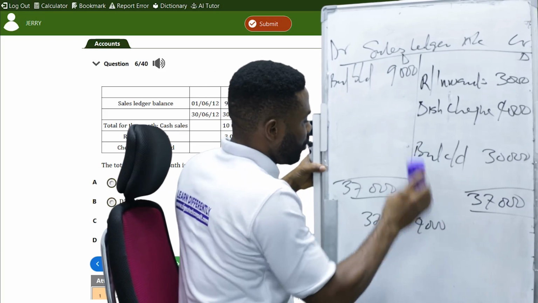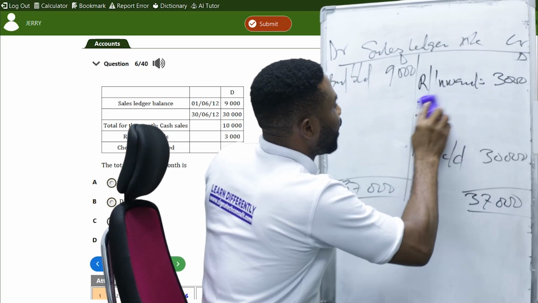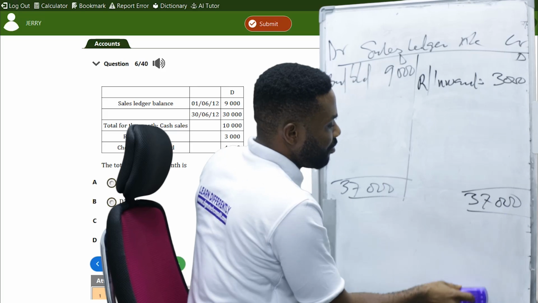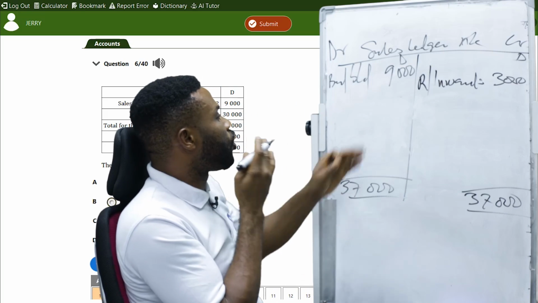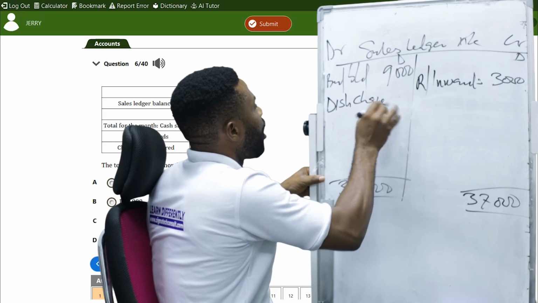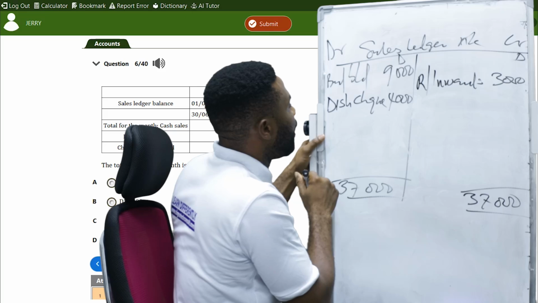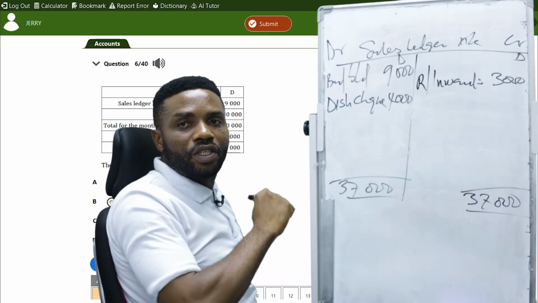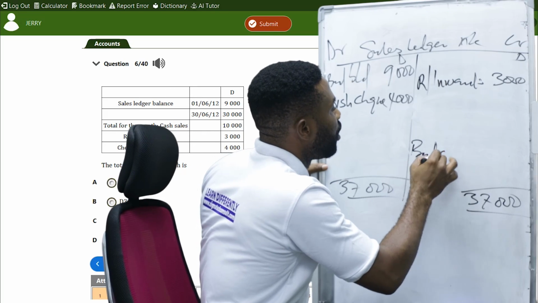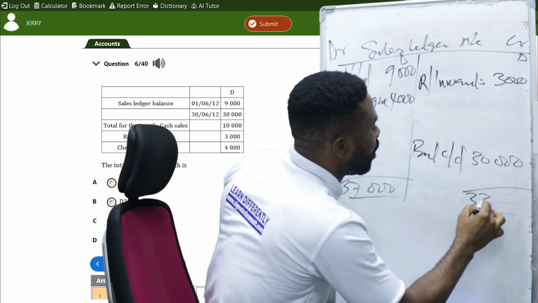Let us reframe the solution again. Dishonored check is one of the items that must be on the debit side. We have said that when checks are dishonored, it's going to be on the debit side. So dishonored check will be on the debit side, which is 4,000. And then you now add. Your dishonored check is on the debit side, while return invoice is here. Then your balance carried down is 30,000. So you are going to have 33,000.